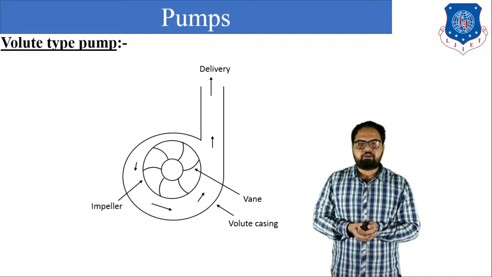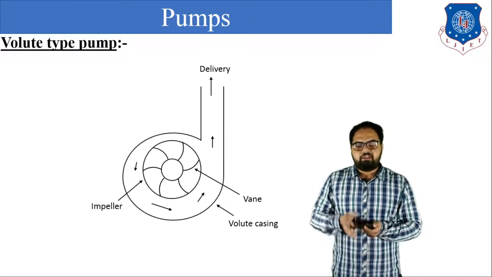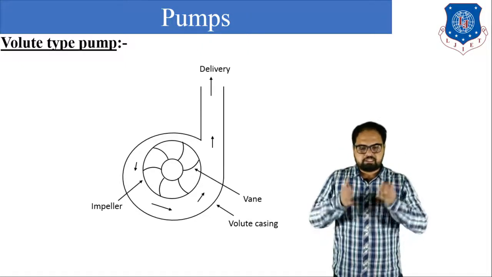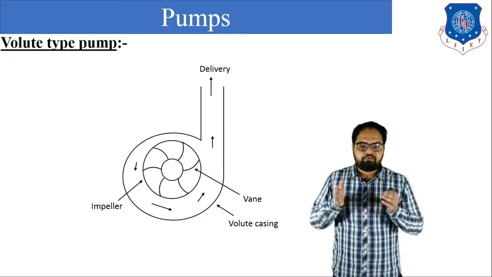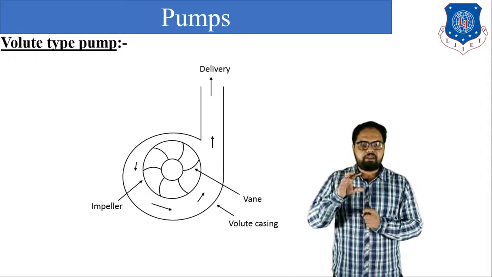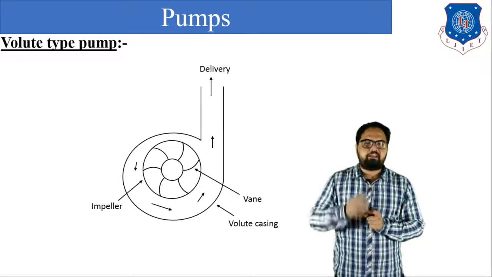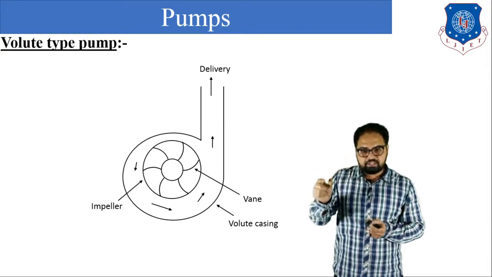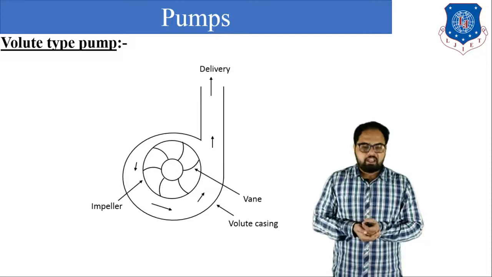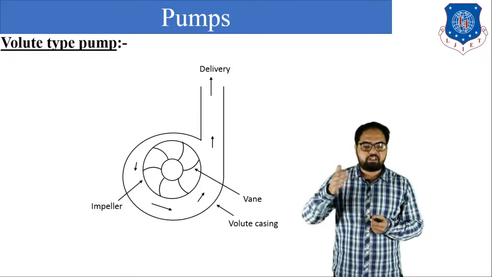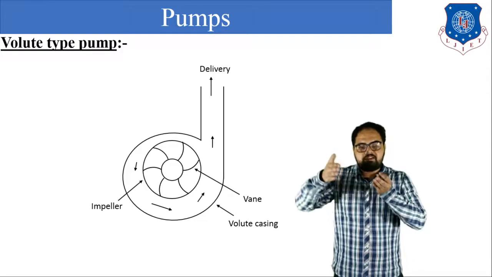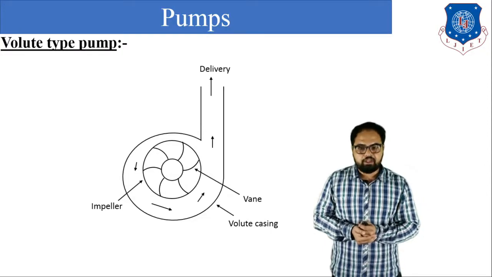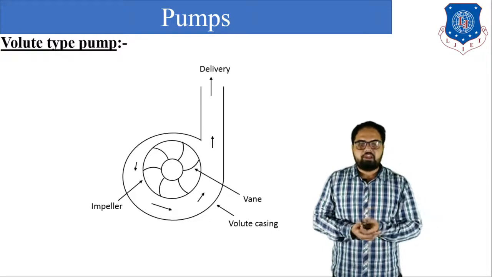In volute type centrifugal pump, we can see in this figure the impeller is surrounded by casing. There is a delivery pipe, and a suction pipe is also there. In volute type pump, the impeller is surrounded by casing and that casing is known as volute casing. The volute casing is designed in such a way that there is a gradual increase in area. Due to that, the water which leaves the impeller with high kinetic energy has its kinetic energy converted into pressure head of the liquid, and with high pressure energy, liquid is discharged through the pump.